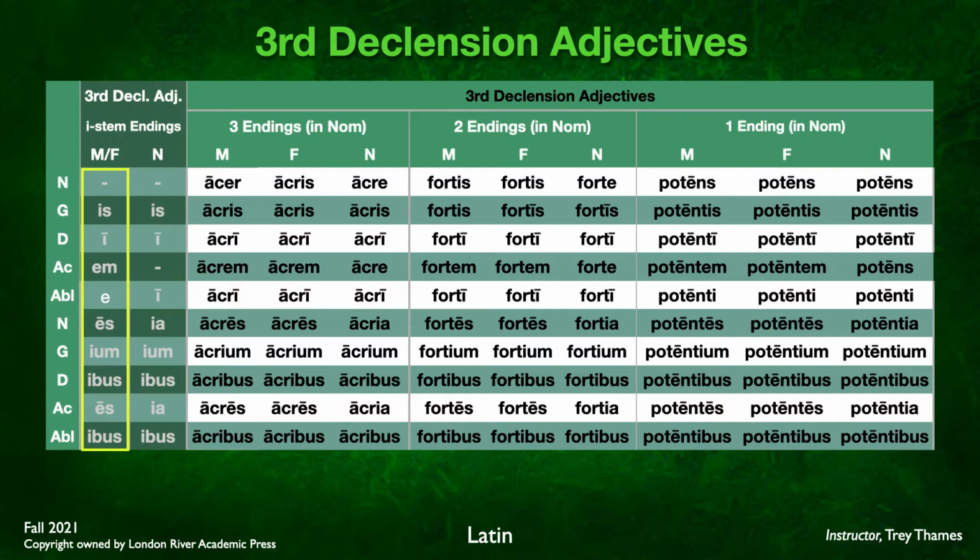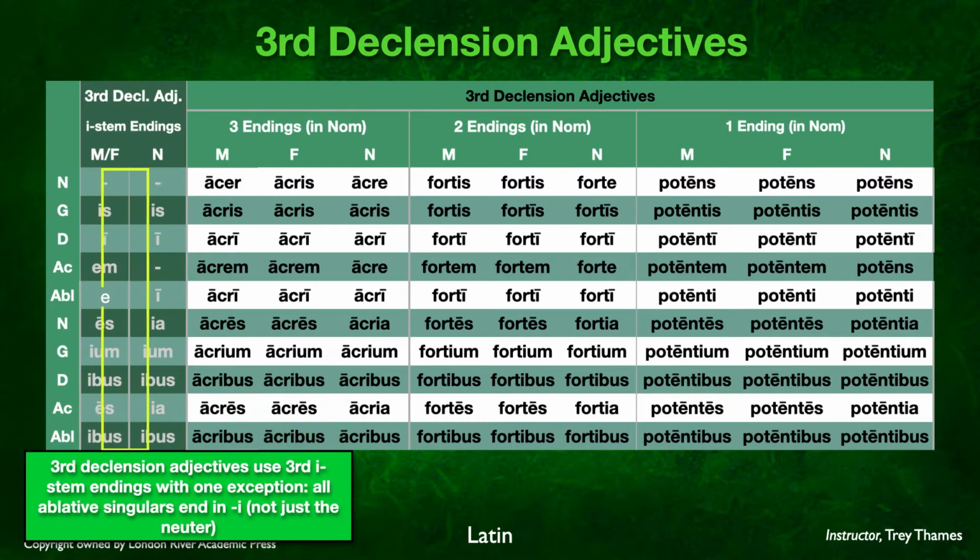Masculine and feminine were the same. Neuter was similar, just slightly different. If you remember, the masculine feminine was blank, is, em, es, eum, ibus, es, ibus. And then in the neuter, it was blank, is, blank, ia, eum, ibus, ia, ibus.